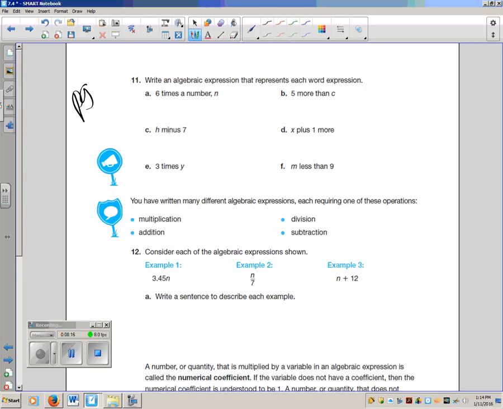Page 497, number 11. Now we're going to write the algebraic expression 6 times a number n. 6, operation is multiplication, parentheses, 6n.